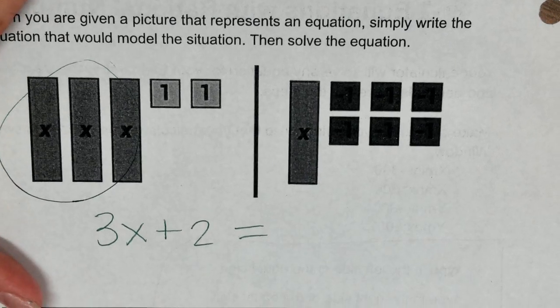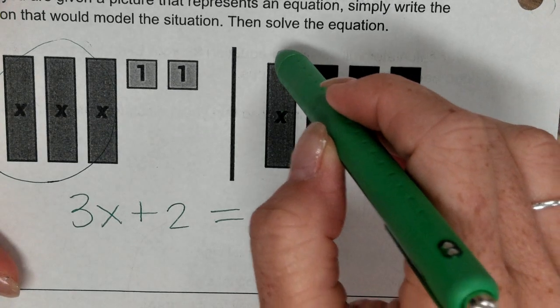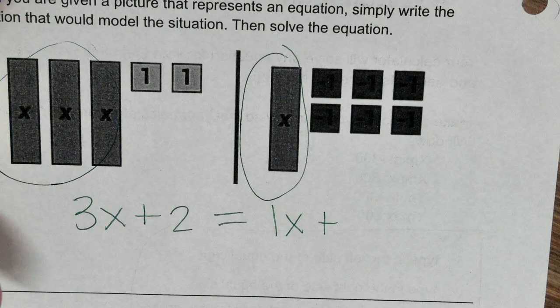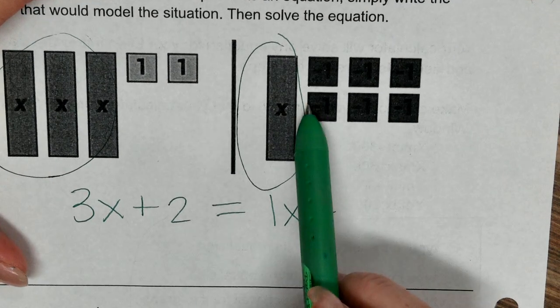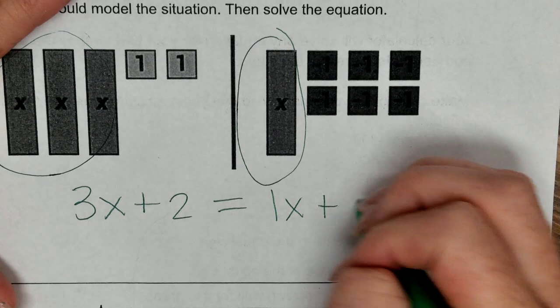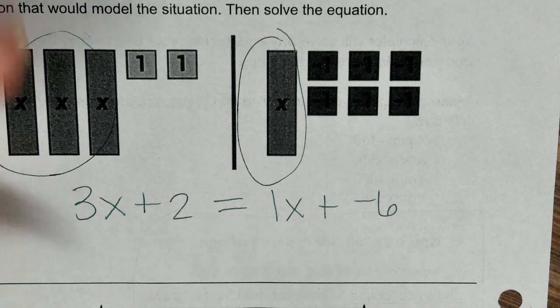Equals. How many x's do you see here? So 1x. Plus sign. How many ones do you see? 6, and they are negative. So I put negative 6. Can we skip the calculator part since y'all got it and just set them up? Now on your assignment, you'll solve them, okay?